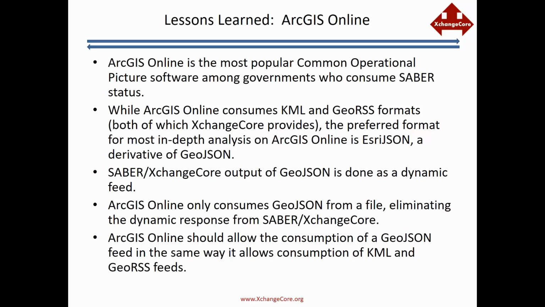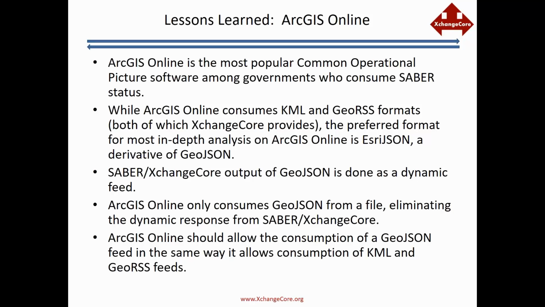However, with XchangeCore and SABER, data is changing all the time. Thus, we provide our GeoJSON as a dynamic feed. ArcGIS Online only consumes GeoJSON from a file. Thus, you can't go off and hit the dynamic feed from XchangeCore and have it dynamically change what you have in your ArcGIS Online. Basically, I have to download it, process it into a feature layer, put it into ArcGIS Online, and then you see what was current a few minutes ago. And then you have to remember to do that again.